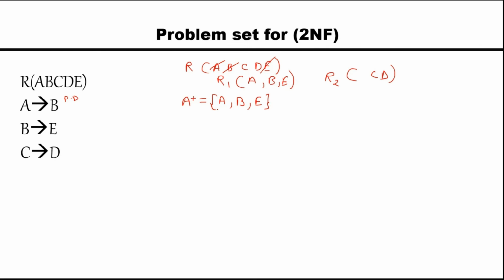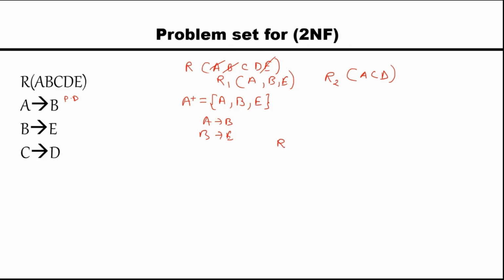So what is a common attribute here? The common attribute must be a candidate key. Obviously A plus is determining A, B, E, so it is a candidate key. So you can write A here. Because A is determining B and B is determining E in this sub relation, the common attribute will become A.